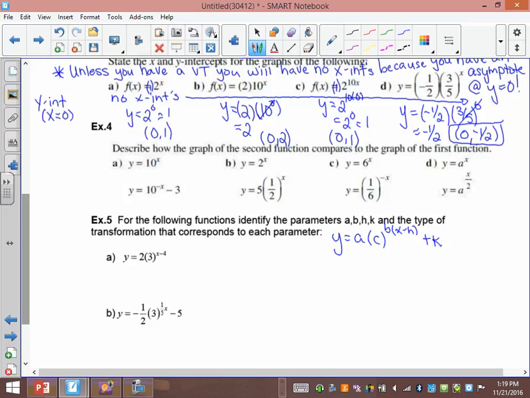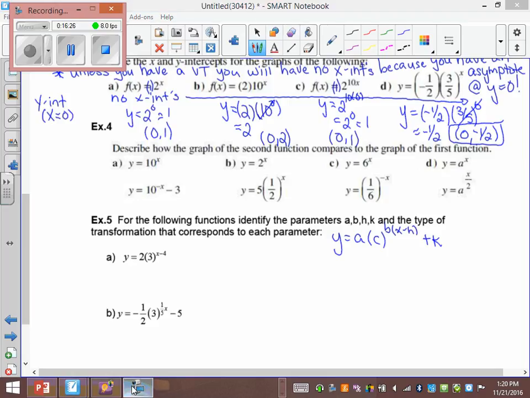So for this one, a would be 2 and h would be 4, right? That's what you would take out. Here, a would be negative a half, b would be a fifth, and k would be negative 5. So I want you to do example 4 and 5. Okay.